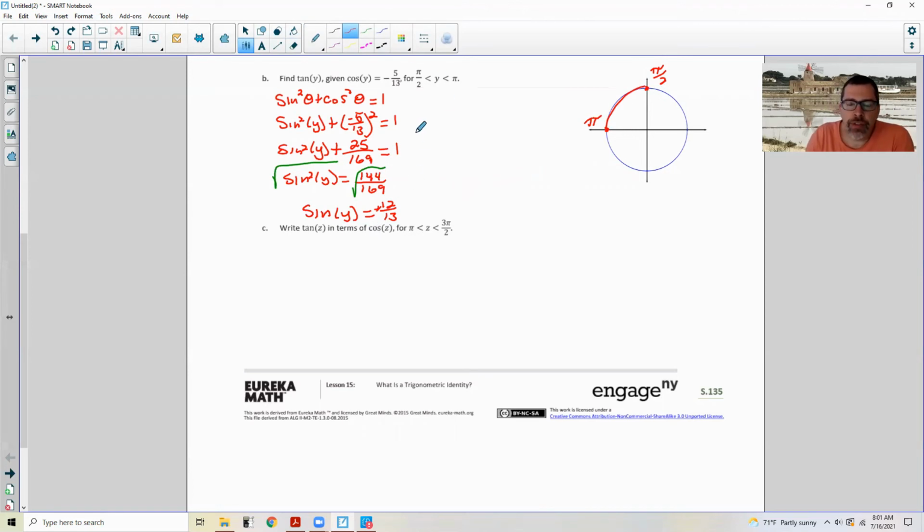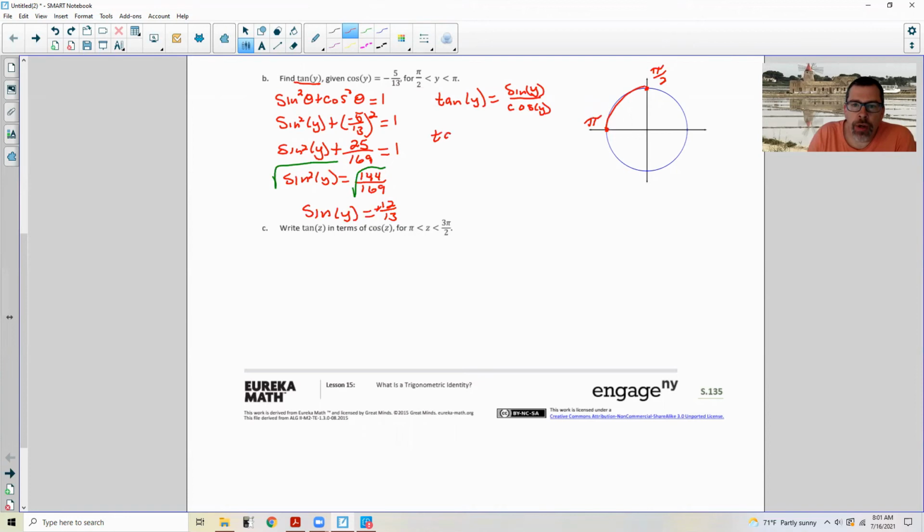Cosine is negative 5/13. And it asks for the tangent of y. So remember that the tangent of something, tangent is sine over cosine.